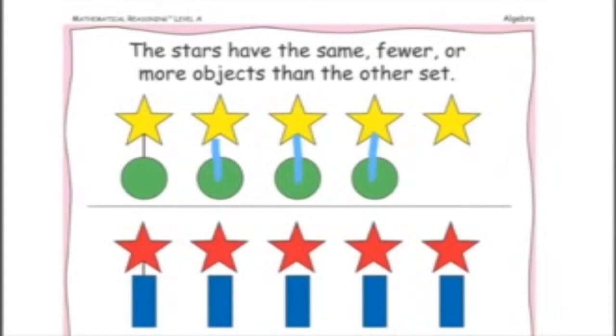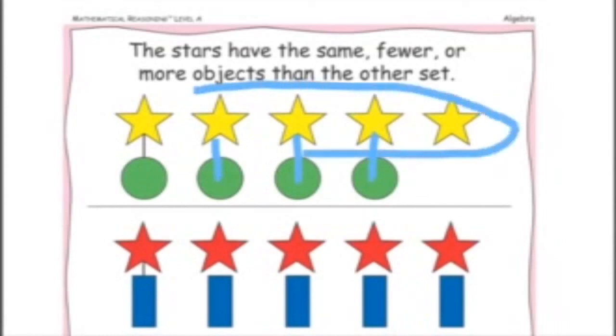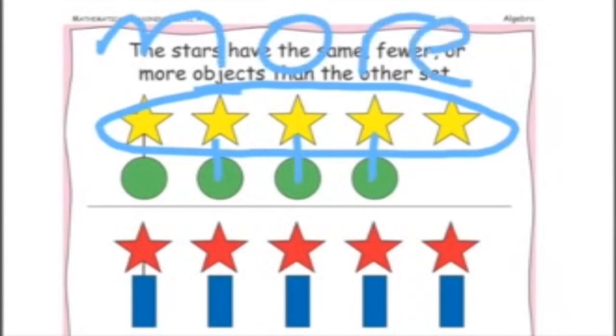Are you ready? Alright, so let's go. The first one has been done for us. I'll pair the second one, pair the third one, pair the fourth one. Oh, I don't have anyone again. So that means the star is more. So the stars have more objects than the other set, which in this case is the circle. So I can circle my star and write what? More. You see that?